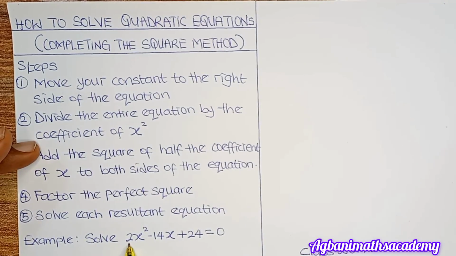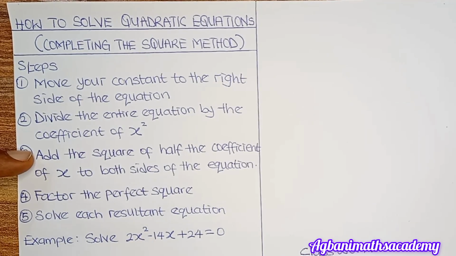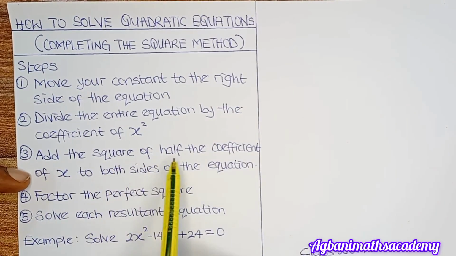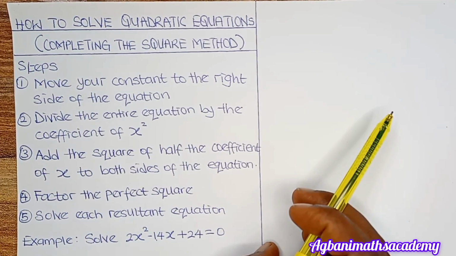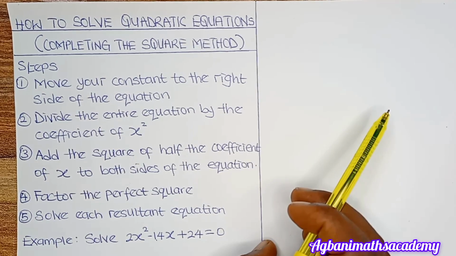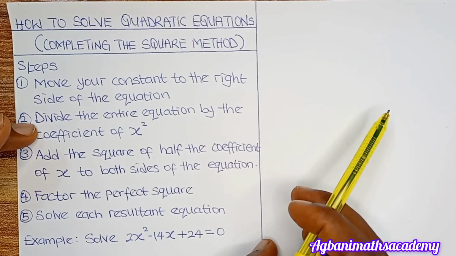You can see that in this example, the coefficient of x squared is not 1, so we have to do this second step. But in a situation where you have x squared, you know that the coefficient is 1, so you don't need to do step 2. Step 3, add the square of half the coefficient of x to both sides of the equation. The coefficient of x, for example, in this equation is minus 14, so we have to add the square of half the coefficient of x. You are going to see what we are going to do with that. The fourth step is factor the perfect square, and the fifth step is solve each resultant equation. So let's see how to solve it quickly.